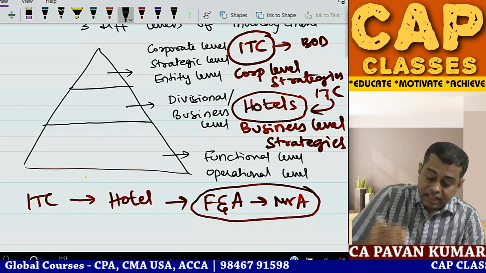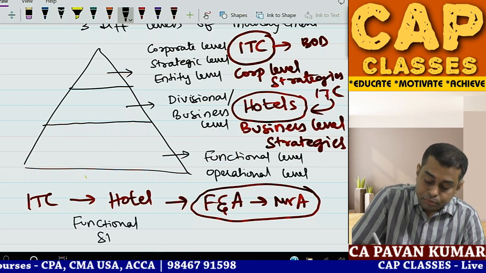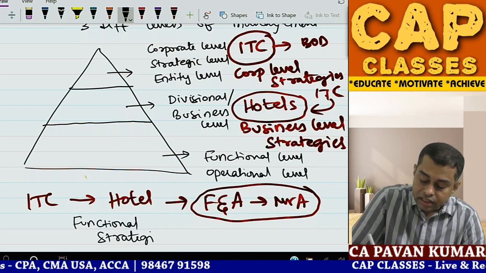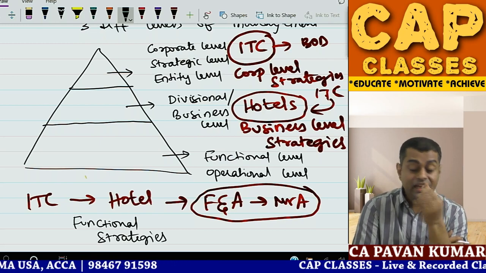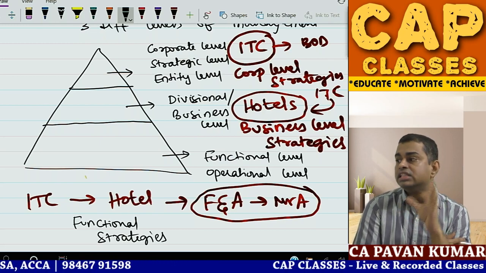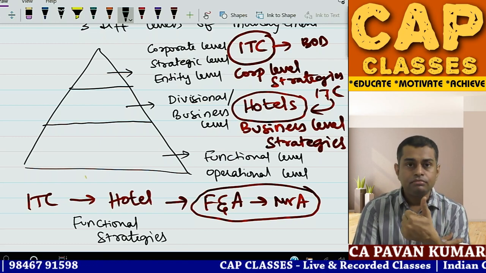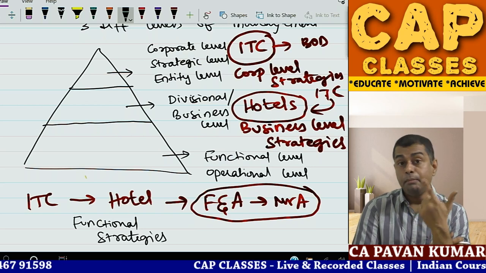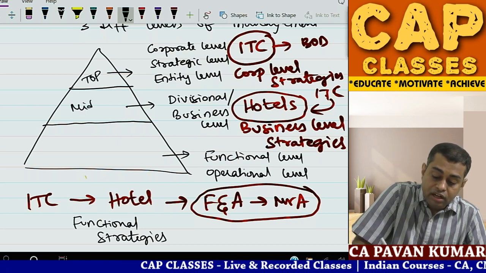So here they develop functional strategies. So what is the conclusion? In strategic management, or in an organization, strategies are developed at all the levels. That is 1, top level, 2, middle level, 3, bottom level.